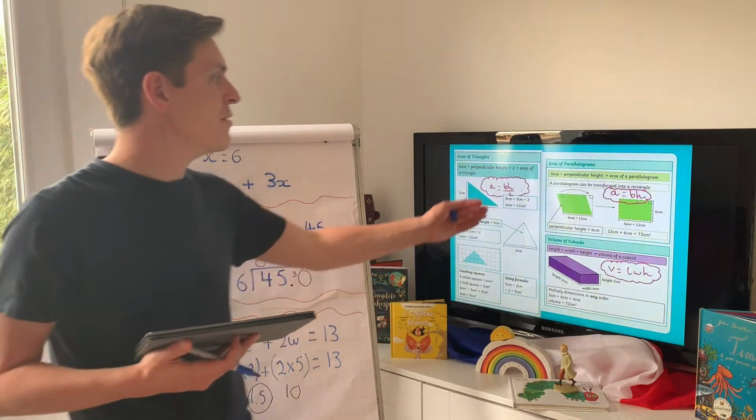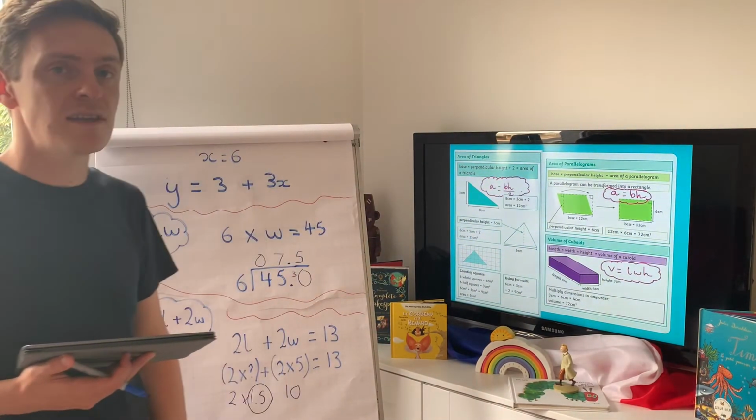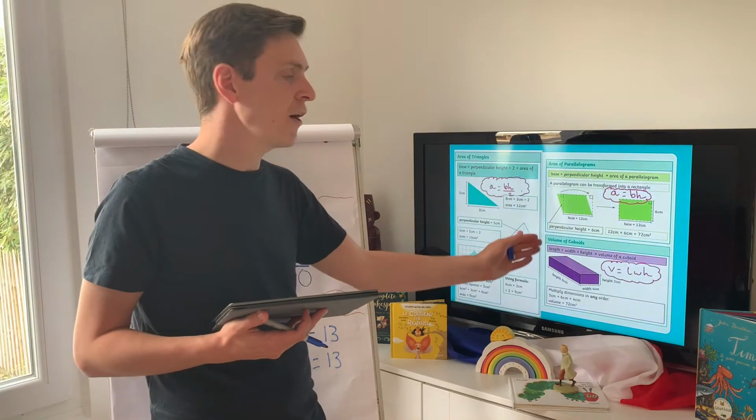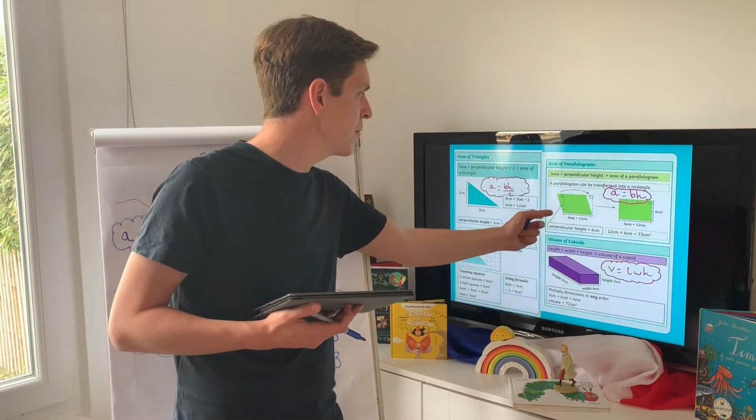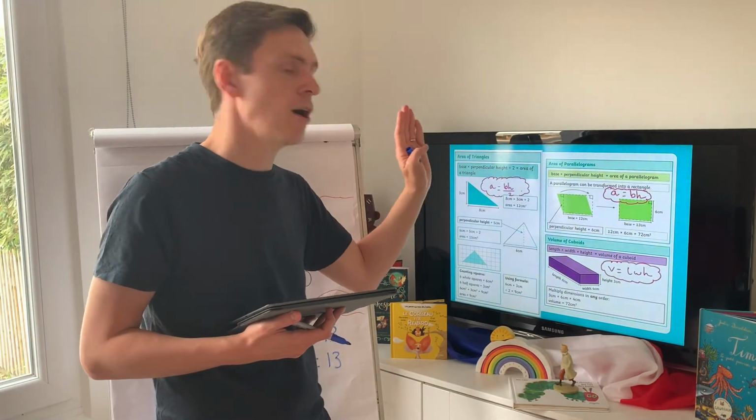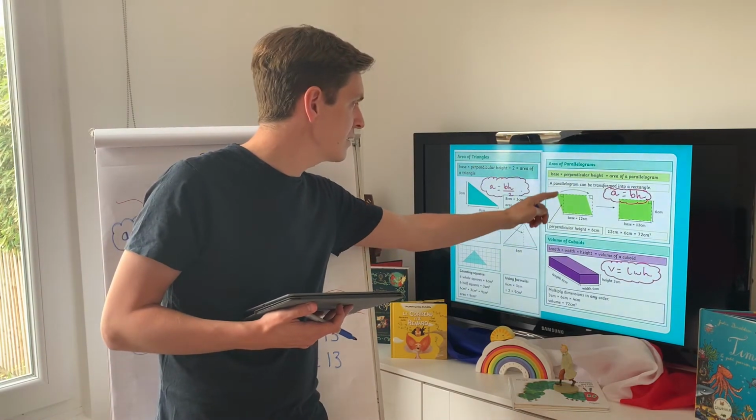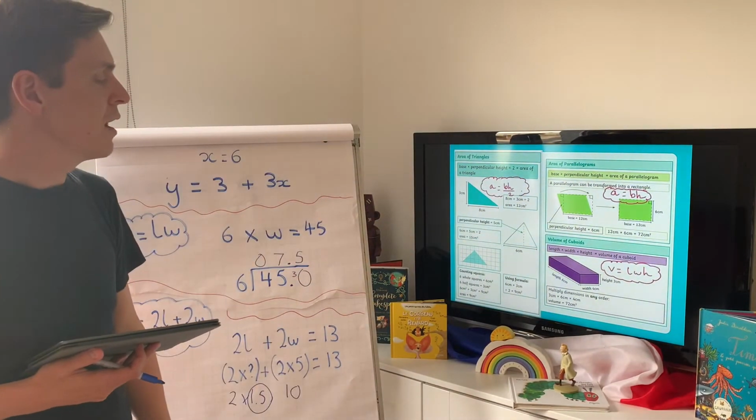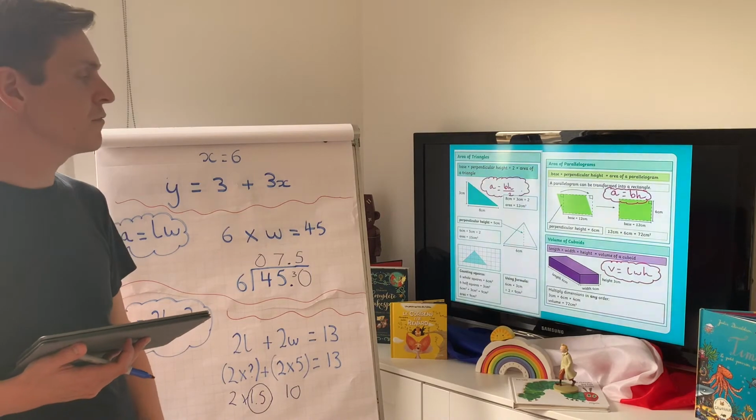Area of a parallelogram, really nice and easy. We're doing the base times the height. And be careful, it's not the length here, remember, it is the perpendicular height, from here to here, so just be careful with that one. And volume of cuboids, if you wanted to find out volume.